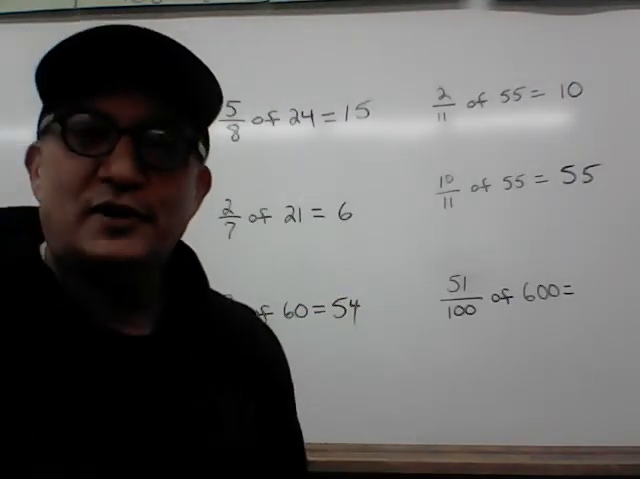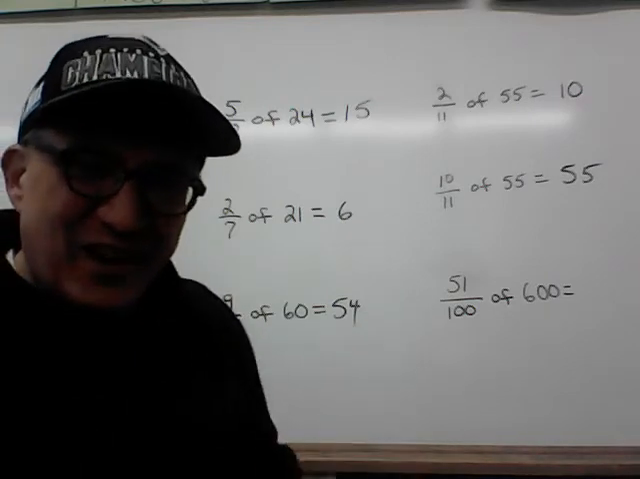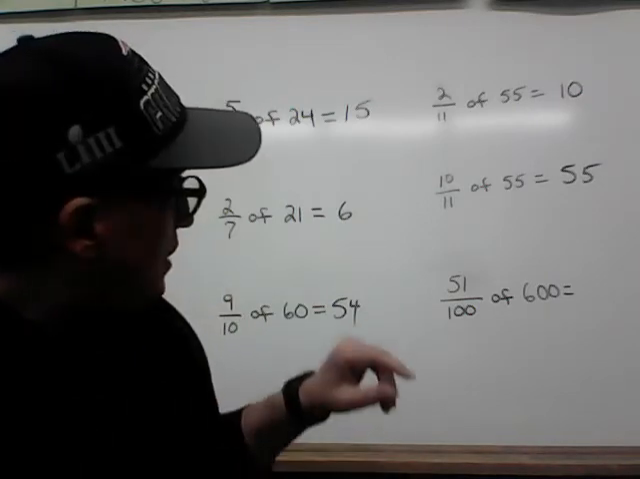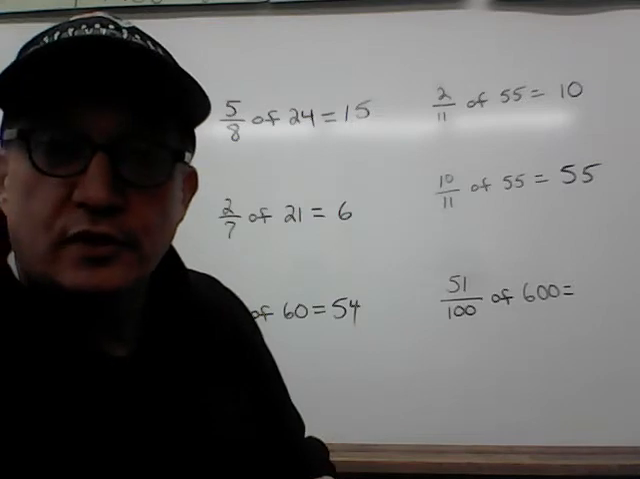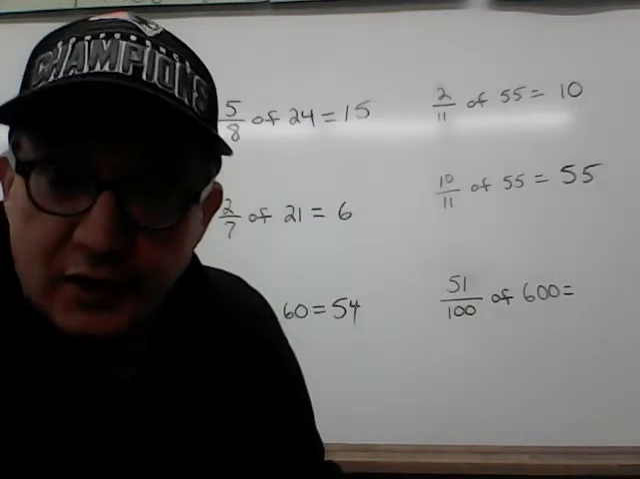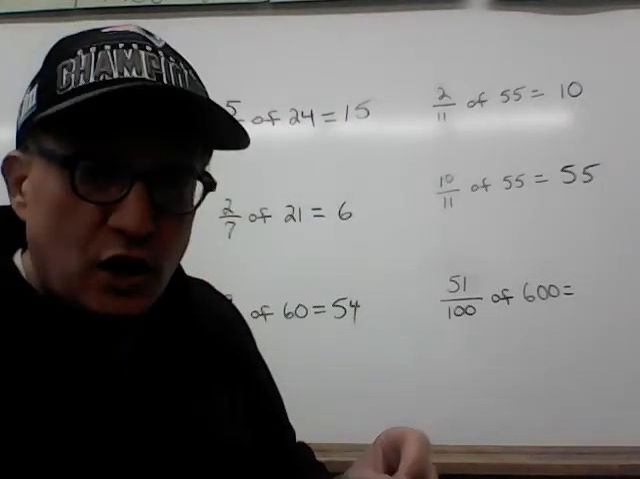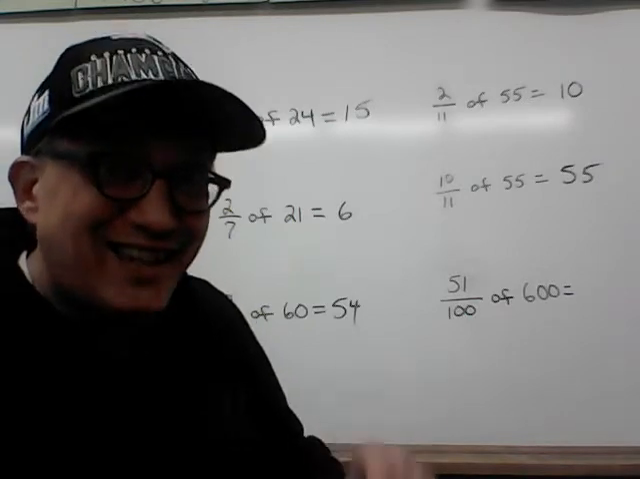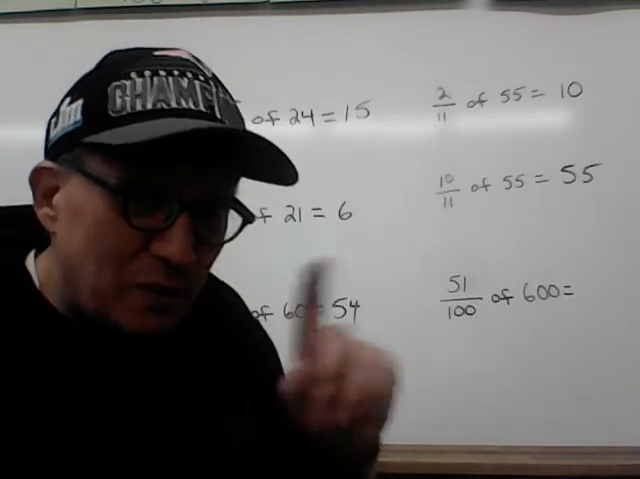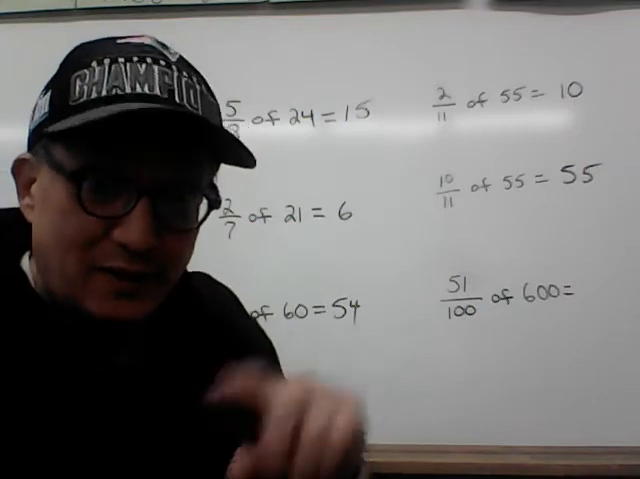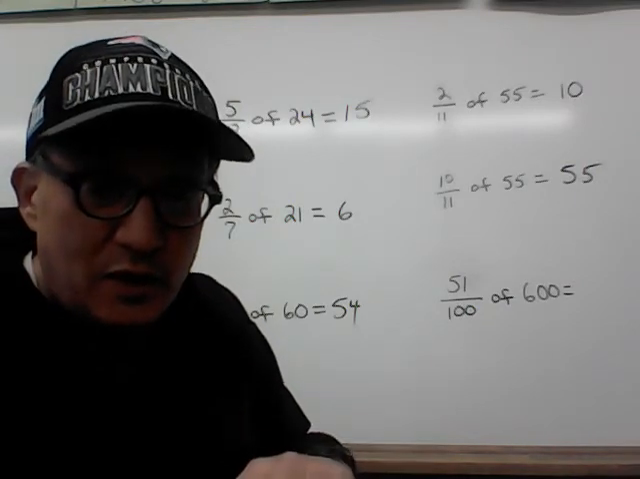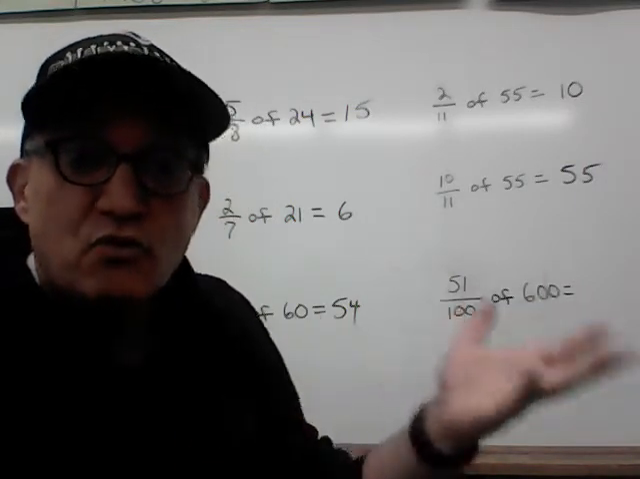51/100ths of 600. Not that hard. A little bit harder than the others. What is 1/100th of 600? 6. So 51/100ths of 600 is 6 times 51. You should be able to do 6 times 51 mentally. 6 times 50 is 300. 6 times 1 is 6. Put them together, 306.